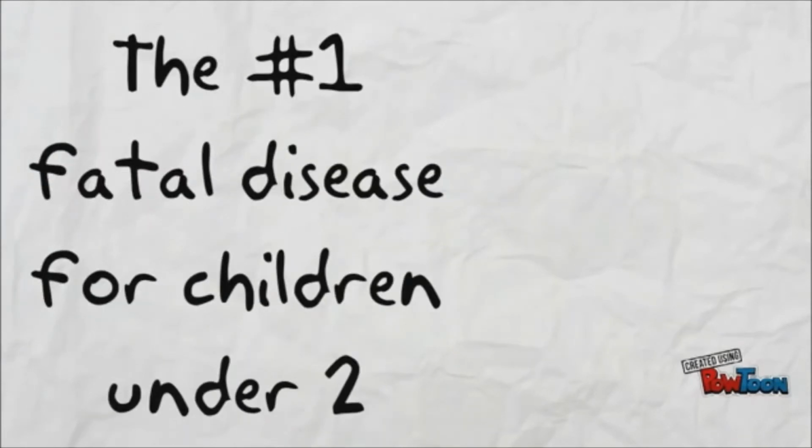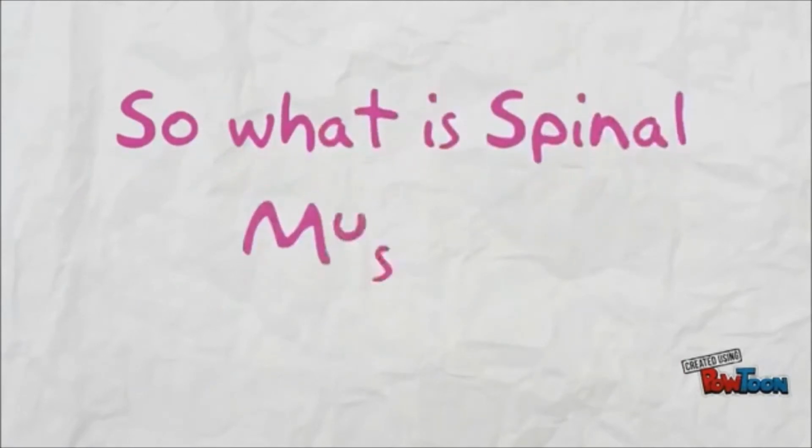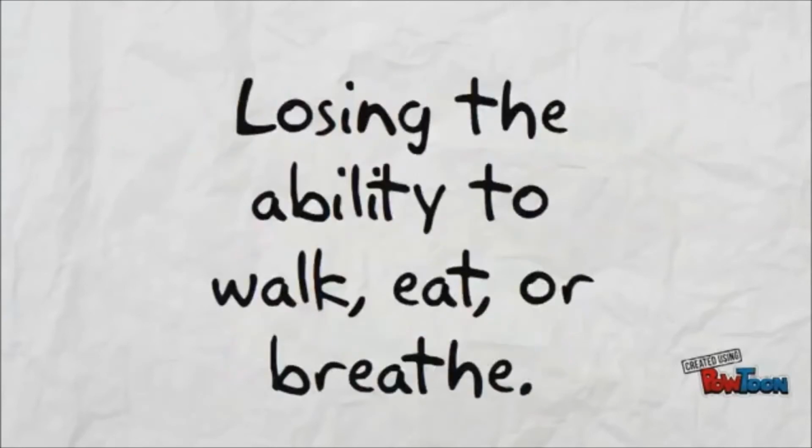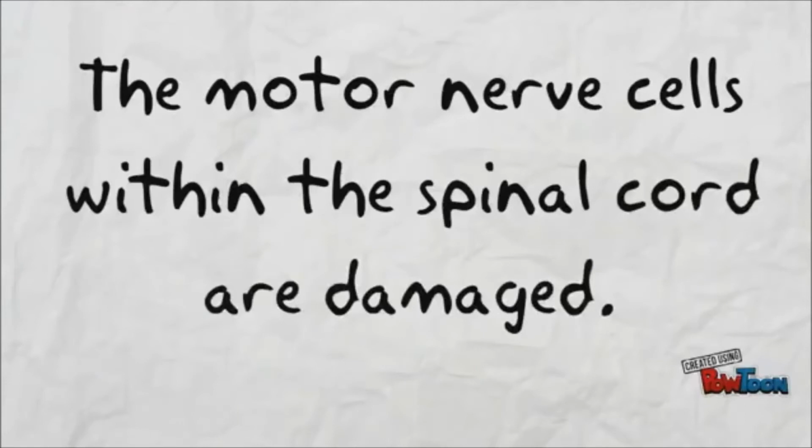The number one fatal disease for children under 2 is spinal muscular atrophy. So what is spinal muscular atrophy? It's the loss of ability to perform daily life functions like walking, eating, and breathing. Apoptosis leads to cell death in the spinal cord when there is a lack of a specific protein.